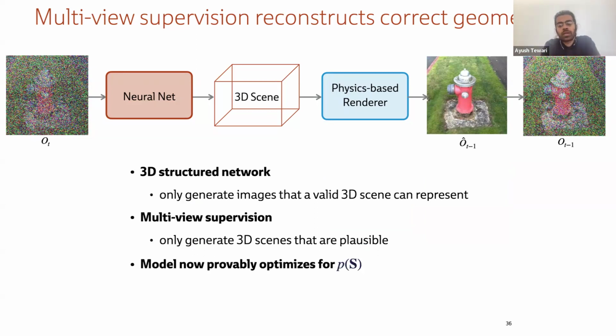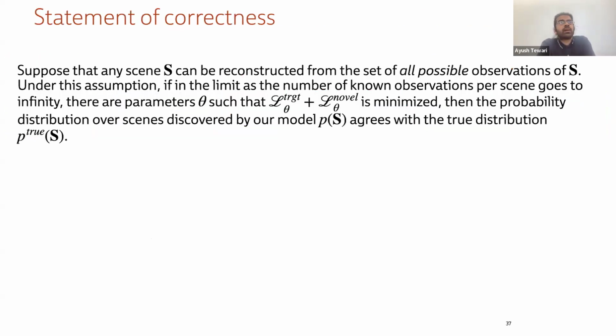And with that, we can show that the model is now optimizing for the distribution over the underlying 3D scenes. We're optimizing for P of S. We are not just optimizing for P of O anymore. We can write mathematical statements about the framework. If certain conditions are met, I'm not going to go into detail, but I just wanted to show that it is possible to write mathematical statements. The proof is in the paper. I'm happy to talk about it later.